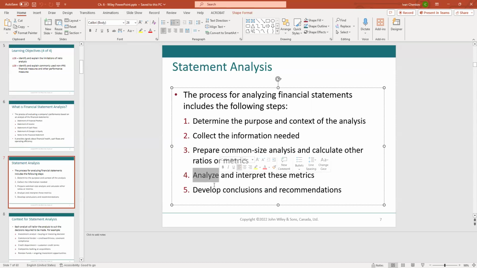Then we have to do two important activities. First, we have to analyze, and then we interpret those metrics. And once we analyze and interpret whatever we calculated as ratios, then we're going to prepare conclusions and recommendations, based on what we know through the ratios.